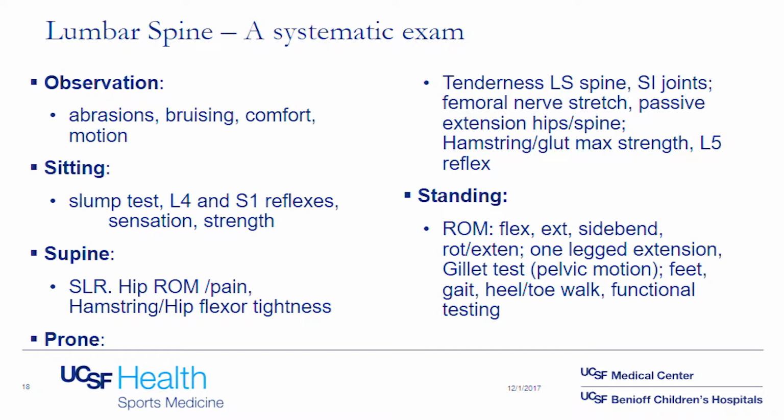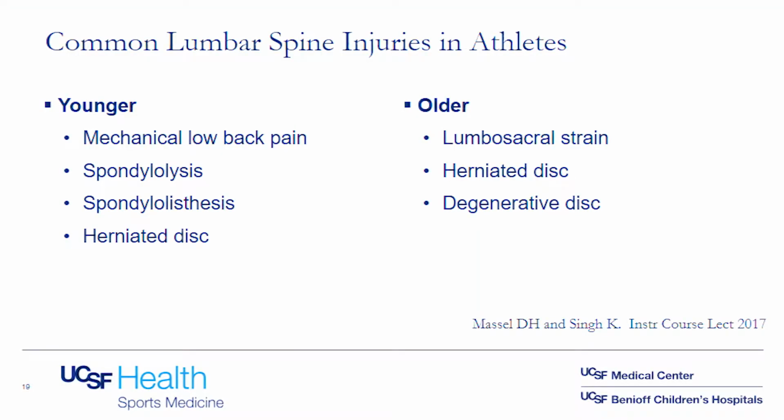We're going to talk about some of this, and we'll see this on the exam later. And then standing, I'll do range of motion as they can tolerate, and then some other special tests. Always do a heel walk and a toe walk. Okay, so let's start. Oh, and then I wanted to tell you, common lumbar spine injuries in athletes when we're looking at kids and when we're looking at adults. In the younger, common causes are mechanical low back pain, spondylolysis, spondylolisthesis, and a herniated disc. And in the older, we're also looking at mechanical back pain or lumbosacral strain, herniated disc, and degenerative discs.